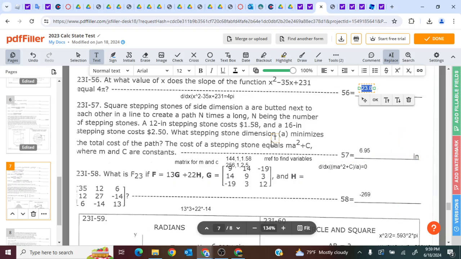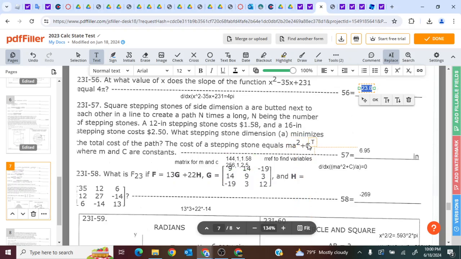57, square stepping stones of side dimension A are butted next to each other in a line to create a path n times along, n being the number of stepping stones. A 12-inch stepping stone costs $1.58. A 16-inch stepping stone costs that much. You've got to figure out what stone dimension minimizes cost, and the cost of a stepping stone is equal to some unknown m times the dimension squared plus c, where m and c are constants. So you've got to figure out what these m and c variables are first.